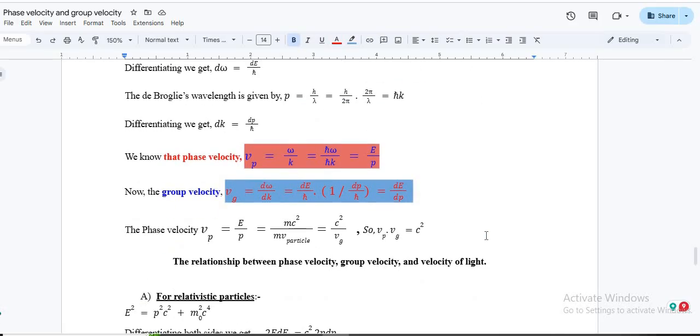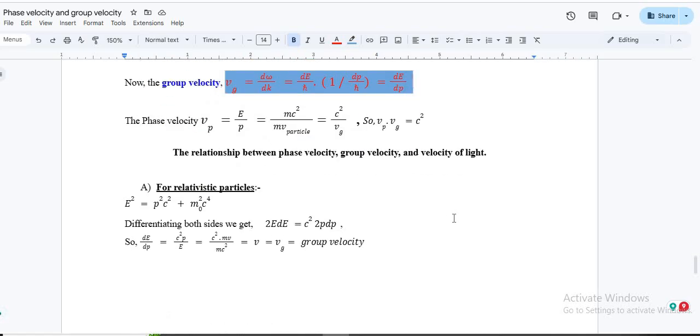Now, if you are talking about light, the phase velocity can be considered as Vp is equal to E by P. The energy in this case is written as mc square, Einstein's relation. And what is P? P is the momentum of the system, so mass into velocity. Whose velocity? The particle velocity. The mass of the same particle, so they will be cancelled out. This is left with c square divided by Vg. So we have the relation Vp Vg is equal to c square.